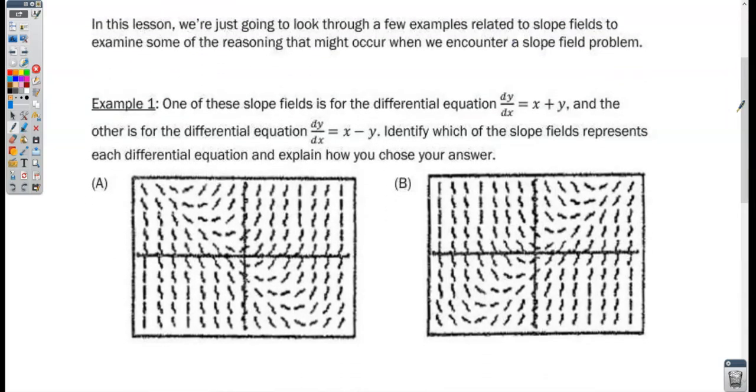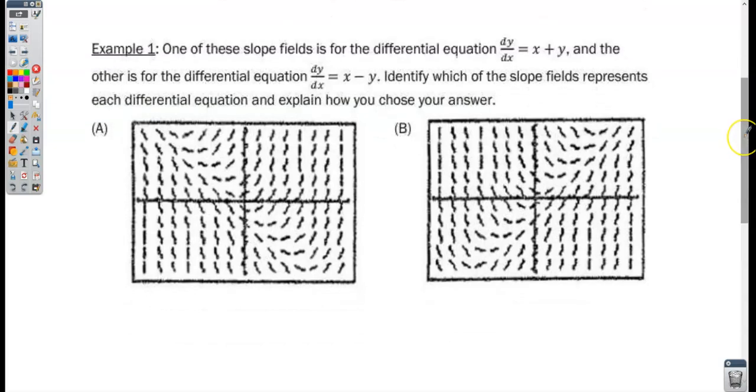Example 1. One of these slope fields is for the differential equation dy/dx equals x plus y, and the other is for the differential equation dy/dx equals x minus y. Identify which of the slope fields represents each differential equation, and explain how you chose your answer. Alright, so go ahead and pause now, try and determine which one is which, and how you made that determination. And I'll be back with you in a few seconds.